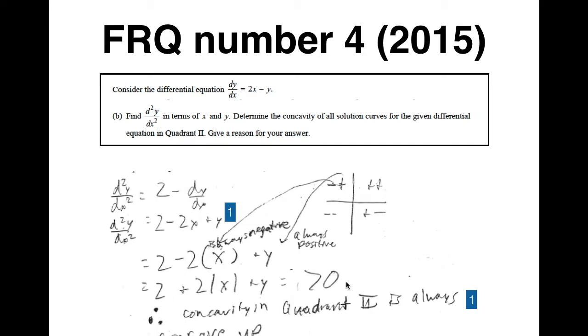And finally, the explanation is the concavity in quadrant 2 is always concave up. Well, I guess the explanation is here. So 2 points as well for student B.